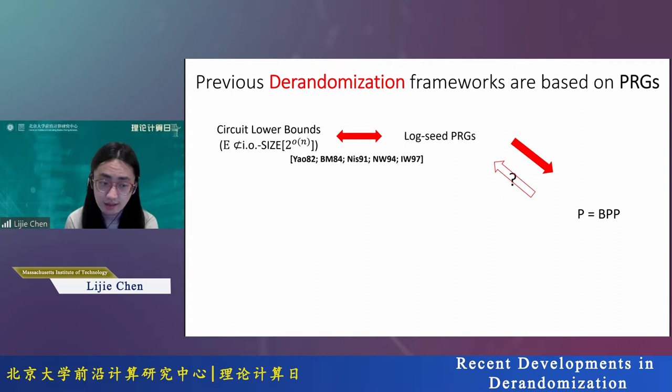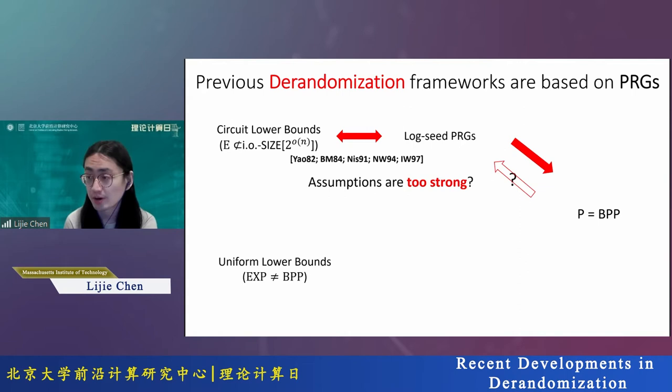So potentially PRGs or circuit level bounds are just too strong because it's not clear whether they are necessary for generalization. On the other hand, people also look at uniform level bounds like exponential time is not equal to randomized polynomial time. This is a much weaker assumption.